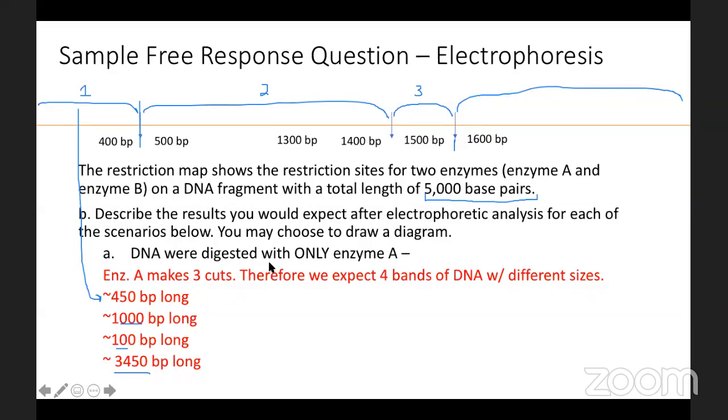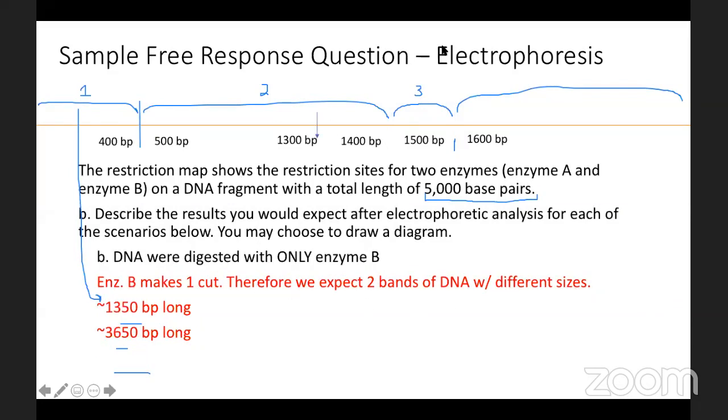So enzyme A, and I like to think of restriction enzymes in terms of crafting. If you cut a piece of paper or a string 3 times, you're going to end up with 4 pieces of string, right? Same thing here. If you cut a piece of DNA at 3 sites, you're going to end up with 4 pieces of DNA. Okay, so that's enzyme A digest.